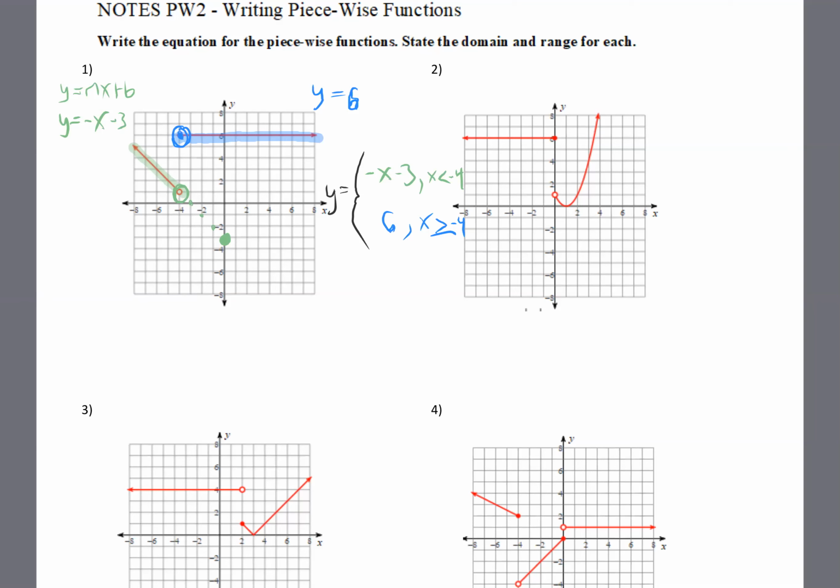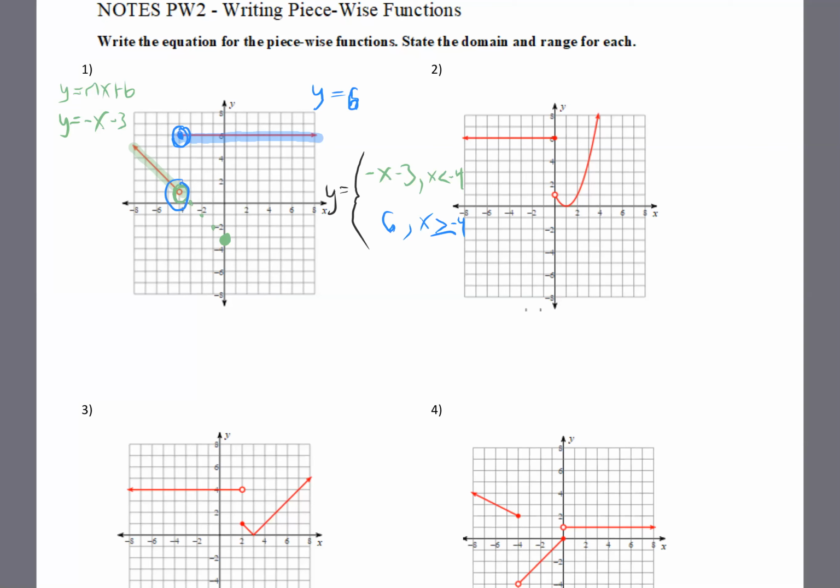Mr. Morrison, for the green one, why is it less than negative 4, not greater than? Because see how there's a hole? There's an open circle. It's not filled in. So right here, there's an open circle, so we're not including negative 4 on that piece. Oh, okay. Thank you.